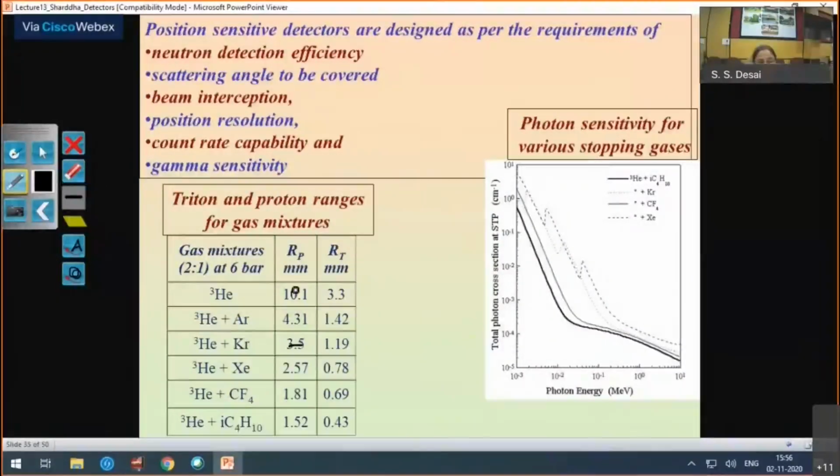sorry, this is 6 bar. So it was at 1 bar helium-3, it was 8 centimeters. We have reduced it to 4 millimeters. So this is how we are going to make our detector better, having a better position resolution, so that our uncertainty in the collection of data is reduced.